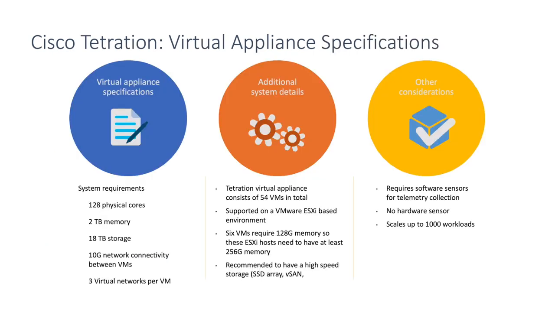So let's take a look at the actual specifications. We do require 128 physical CPU cores with a minimum of 2 gigahertz clock speeds. This is all assuming that it's not hyper-threaded. We do require 2 terabytes of RAM, so our virtual machines can consume up to, or are expected to be consuming up to, 128 gigs. We do recommend having more than that for those. And the memory cannot be overcommitted.